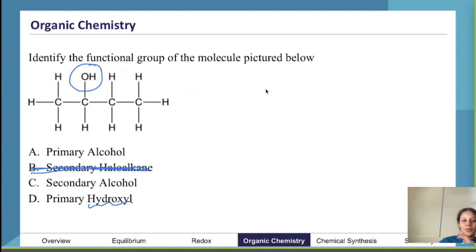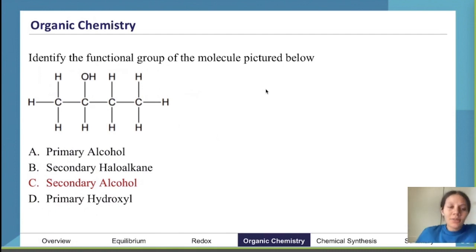To figure out if it's primary or secondary, we want to look at the carbon the OH is actually attached to, and how many carbons are attached to that carbon. So we have 1 carbon and then 2 carbons directly off the one that the OH is attached to. Because it's 2, that means we have a secondary alcohol. And that's why our answer there is C.